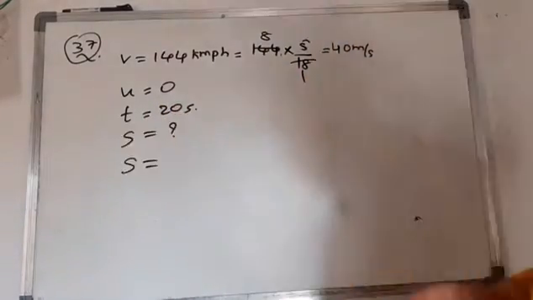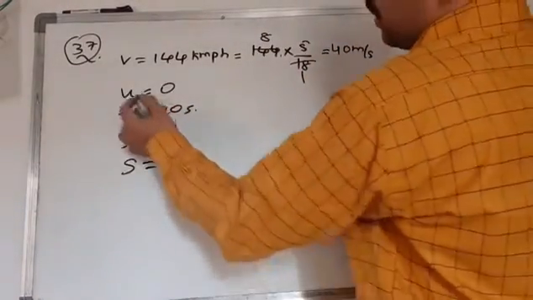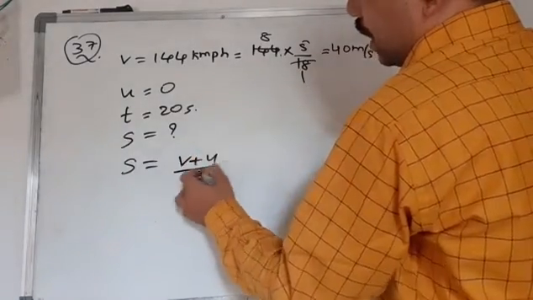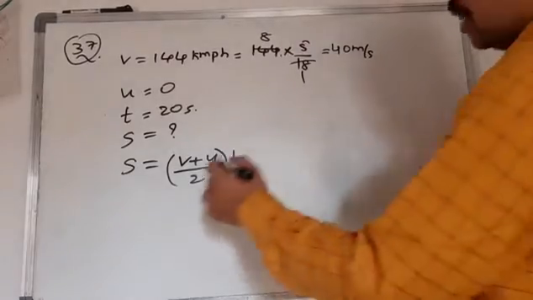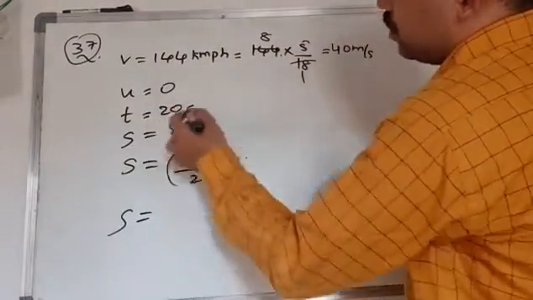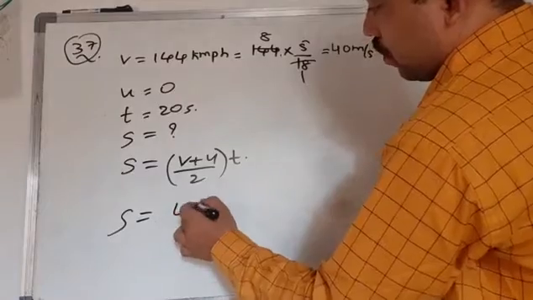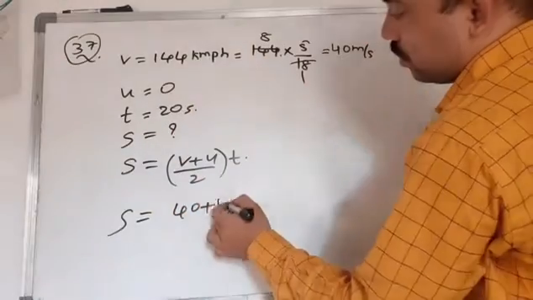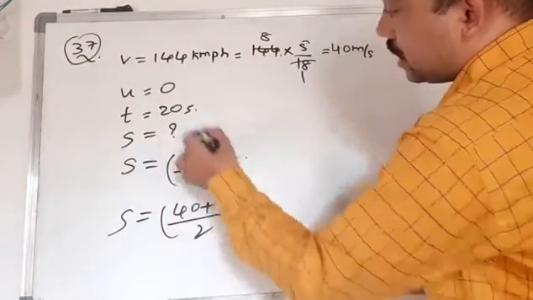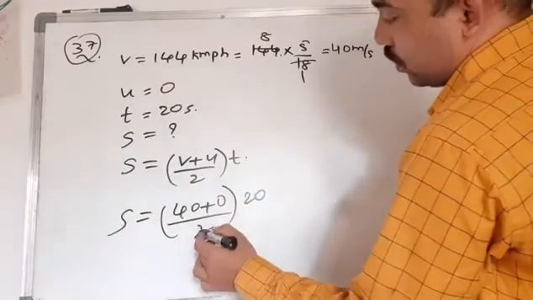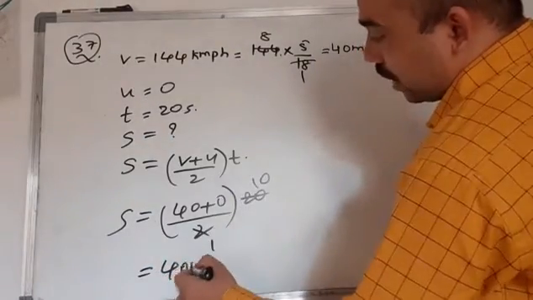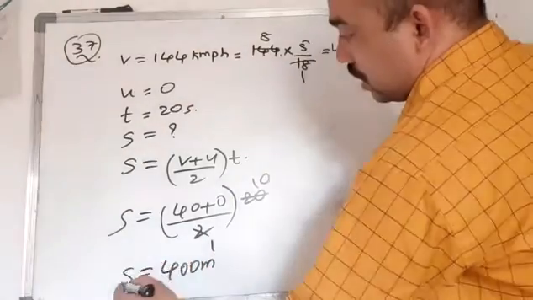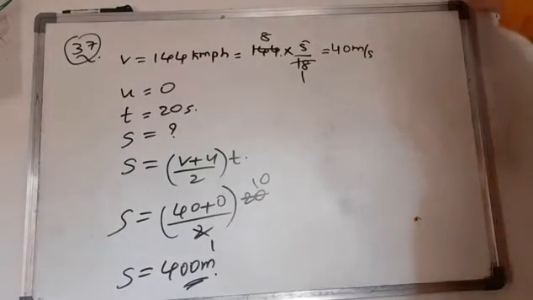Okay, so here distance is equal to (V plus U) by 2 into T. You know that V is equal to 40, so (40 plus U, which is 0) by 2 into T. T is 20 seconds. So what do we get? 2 ones are 2, 10s get cancelled. So 40 into 10 is 400 meters. S is equal to 400 meters. Like this we can get the answer.